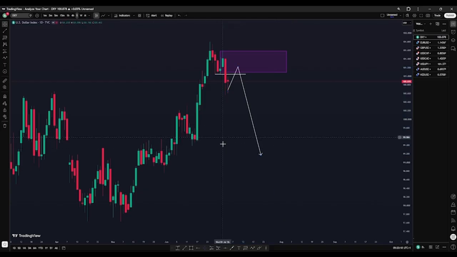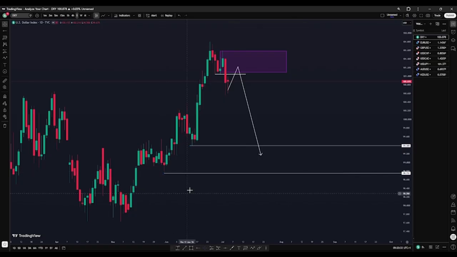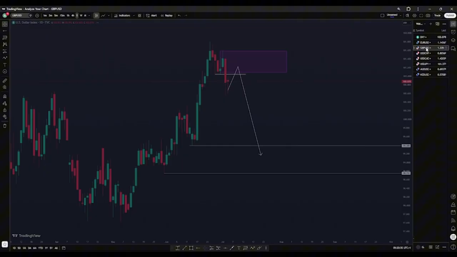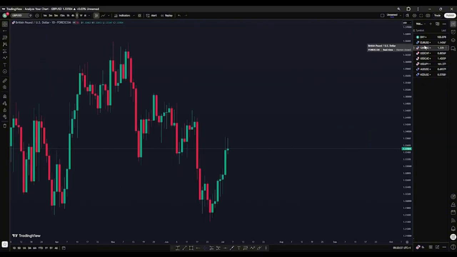And if that's my expectation, where are my targets for this trade? So my first target is probably going to be this low right here. We have a low right here, this old daily low. Then after this, probably we are going to be heading towards this other daily low right here. Now with that in mind, let's switch over to dollar-based currency pairs.